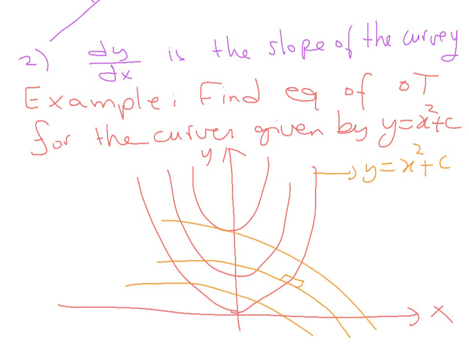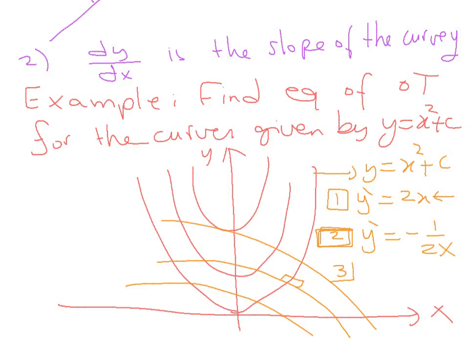Three steps. The first step, find the slope of the given curve from the derivative. Second step, from the slope of the curves, you can decide about the slope of the orthogonal, which is perpendicular. So the slope, which is y prime, is minus 1 over 2x. This is for the orthogonal. So this is the differential equation of orthogonal trajectories.